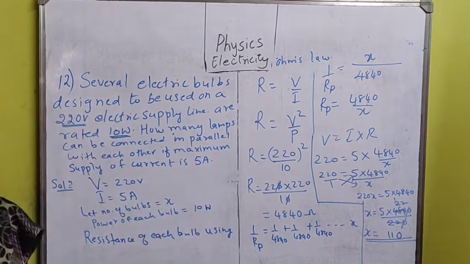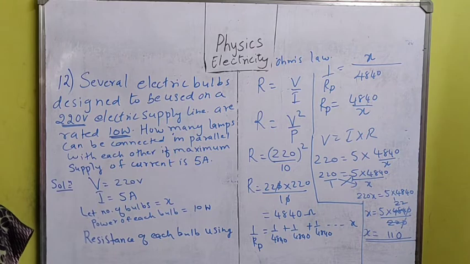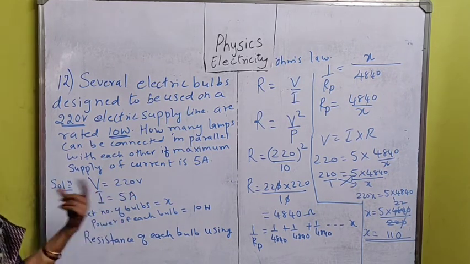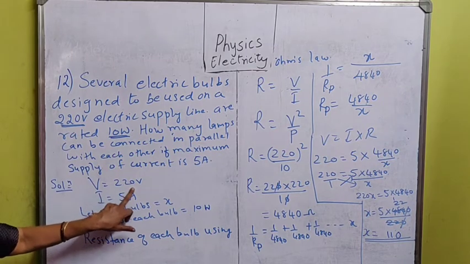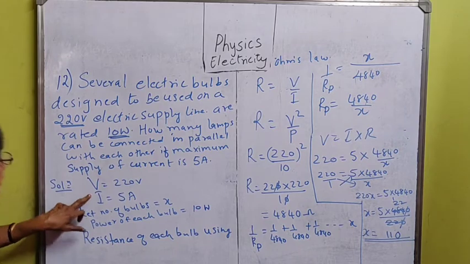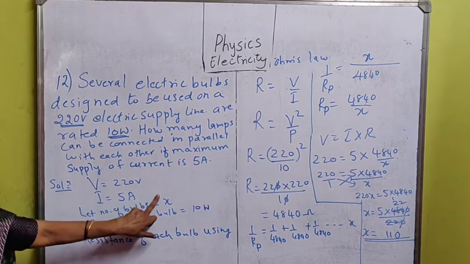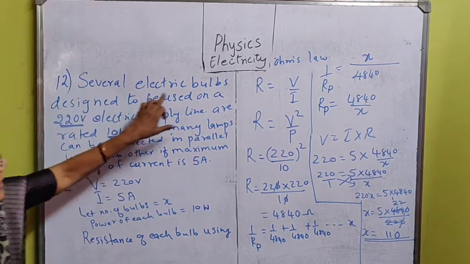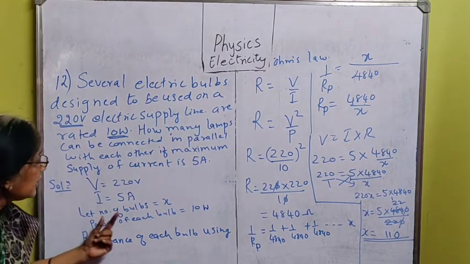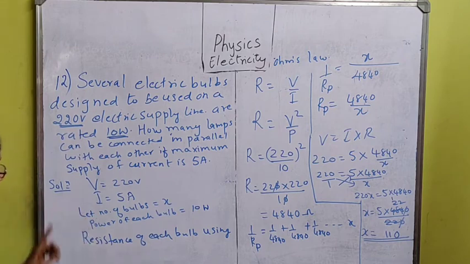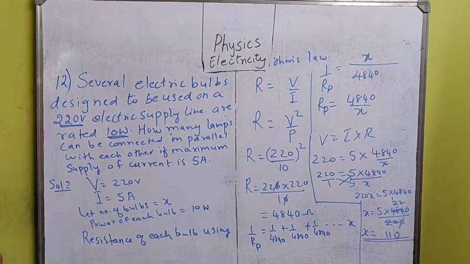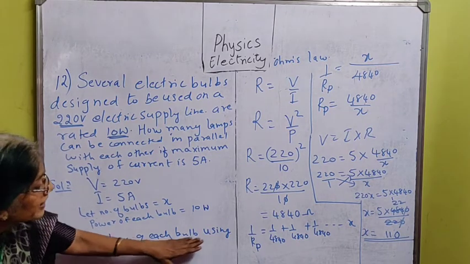So once again I will explain this. What is given here? The potential difference is given. How much is the potential difference? 220 volts. Then current is given. How much current is given? 5 ampere. Several electric bulbs are given, so we don't know the number of bulbs. So let us take the number of bulbs equal to x. But the power of each bulb is given. How much? 10 watts.